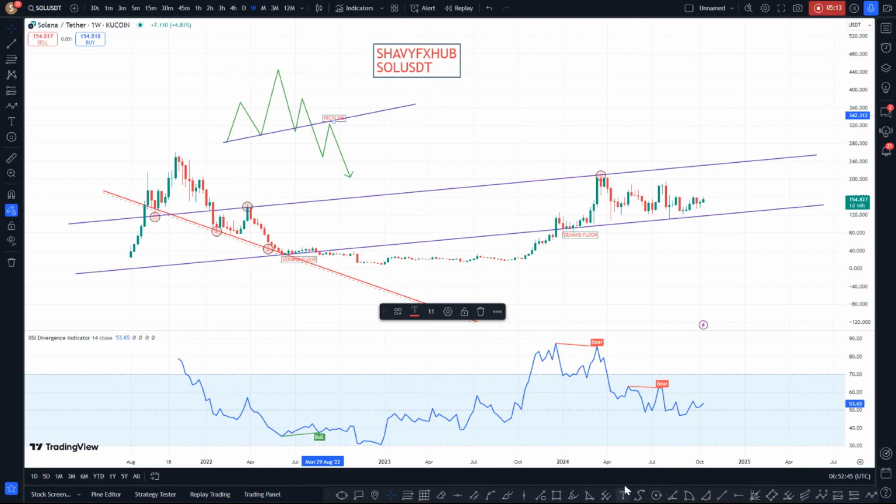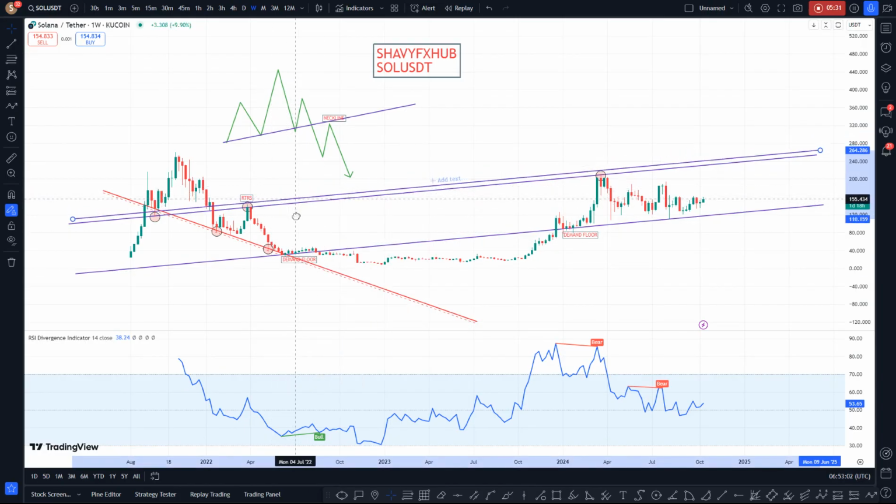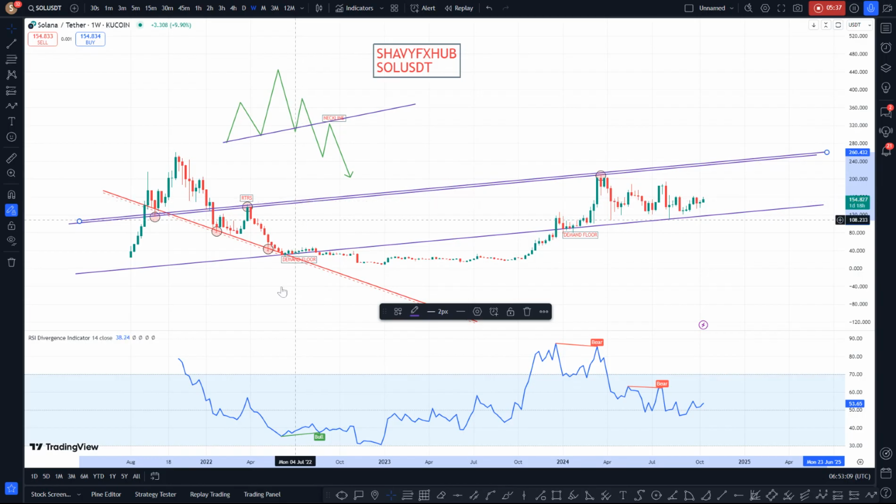So ROT and also serving as ROS. Resistance becomes support on break of structure. So we have a dual function at this level. So we want to see what happens again based on our strategy that uses the structure of the market and RSI divergence to predict the direction of the market.